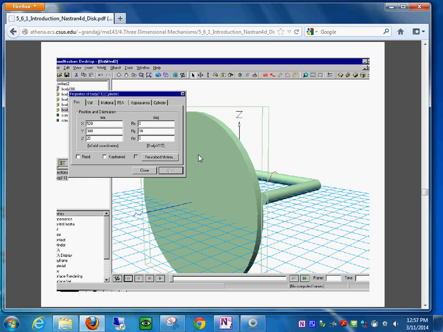Because you're creating the parts first. Don't be surprised if the tutorial deviates just a little bit from your own program on the screen because they're two different versions.